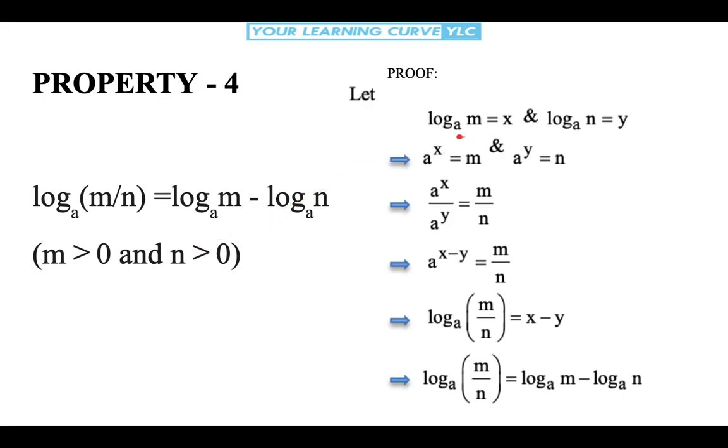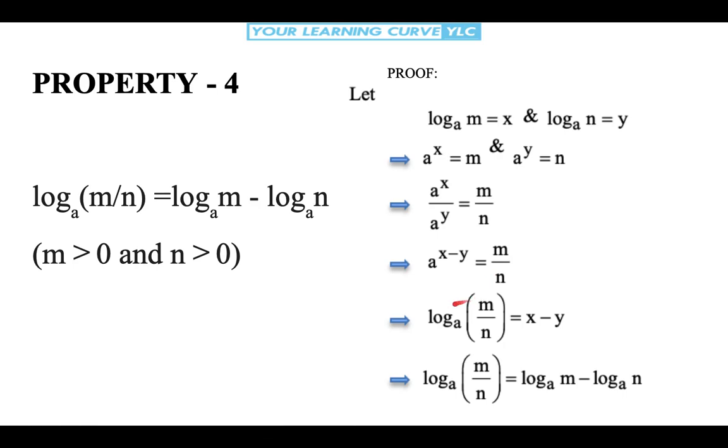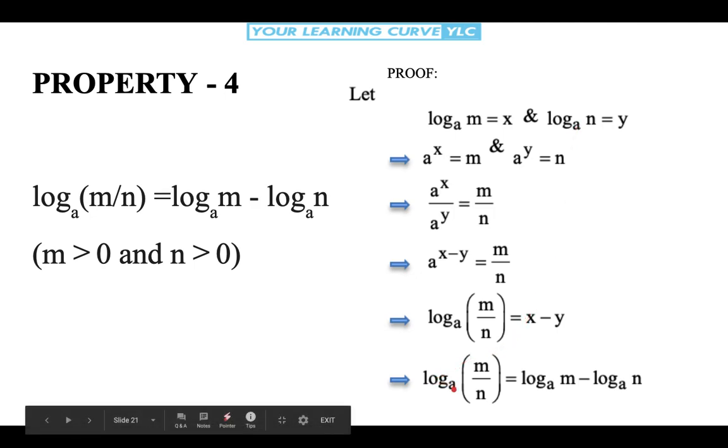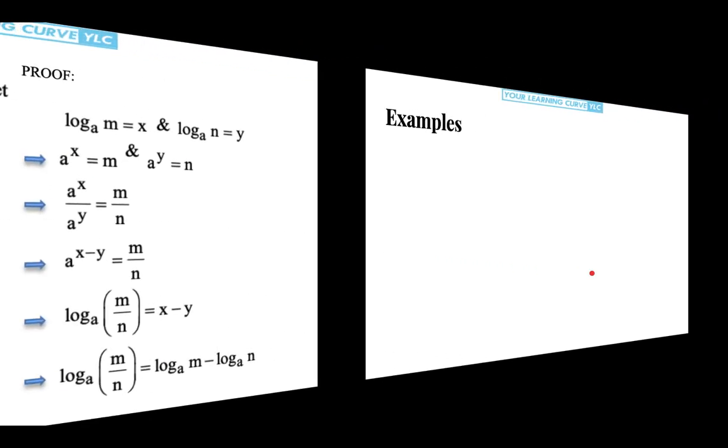The proof is similar. Assume log of m to the base a is equal to x, log n to the base a is equal to y, a to the power x is equal to m, a to the power y is equal to n. Divide both of them, you will get a to the power x minus y is equal to m by n. Converting it into logarithmic form, we get log of m by n to the base a is equal to x minus y. Now put the value of x and y from before, you get log of m by n to the base a is equal to log m minus log n. Remember these two properties, these are very important.